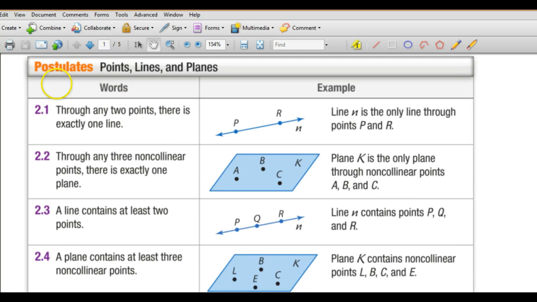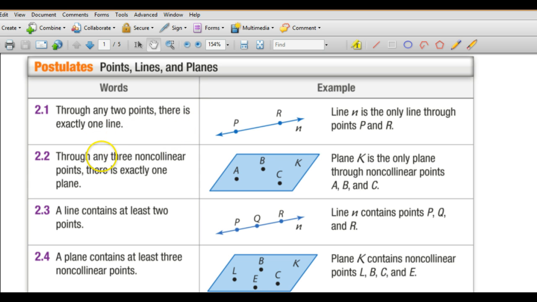So, postulate 2.1. Through any 2 points, there is exactly one line. So in the example here, line N is the only line through points P and R. Postulate 2.2. Through any 3 non-collinear points, there is exactly one plane. Our example, plane K is the only plane through non-collinear points A, B, and C.